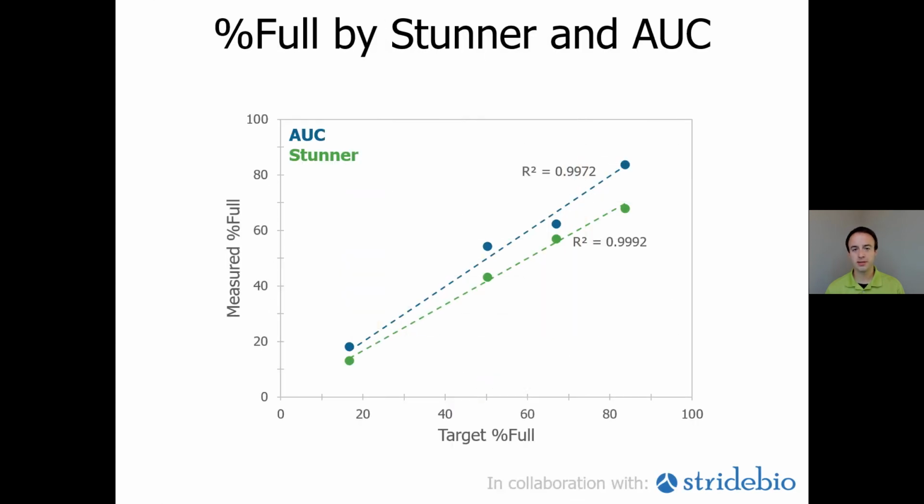Working with Stride Bio again, we examined how Stunner's quantification of percent full compares with AUC for a highly purified sample. AUC was read for the highest enriched percent full sample and dilutions with empty capsids used to create target percent full. AUC and Stunner correlate very well, and both are highly linear as shown by the high R-squared value. Importantly, AUC requires orders of magnitude more sample than Stunner and takes way longer than the 45 seconds a single Stunner read takes.